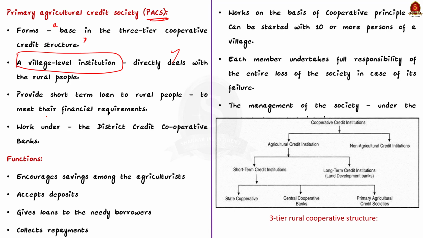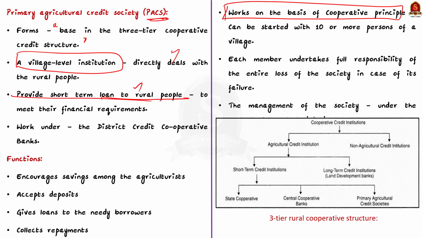Know that they provide short-term loans to the rural people to meet their financial requirements. Also remember that these banks work under the district central cooperative banks. Apart from this, it encourages saving among the agriculturalists and accepts deposits from them, gives loans to the needy borrowers, and also collects the repayments. On continuing our discussion, it serves as the last link between the ultimate borrowers, that is rural people on the one hand, and higher agencies like district central cooperatives, state cooperatives, RBI on the other hand.